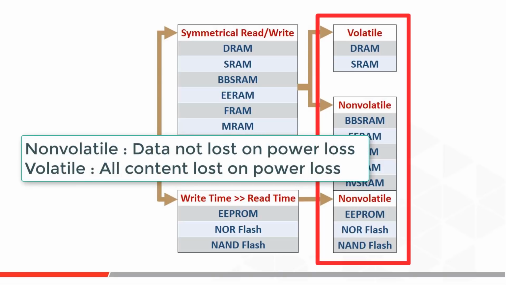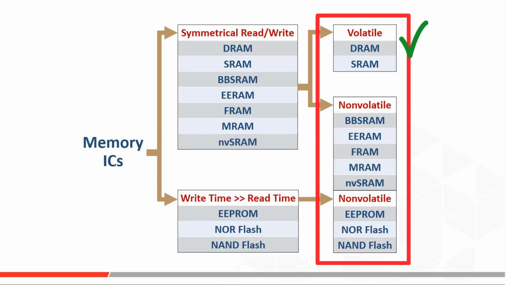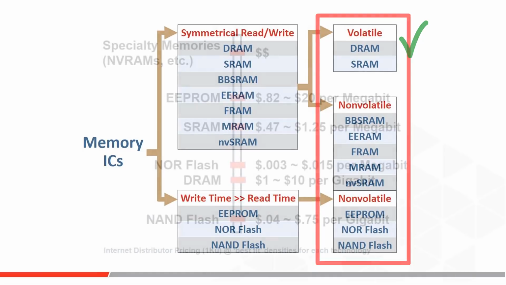This second branch here is non-volatile. Non-volatile memories don't lose data when power goes away. SRAM and DRAM, though lower cost, lose all content when the power is lost. So they're called volatile memories.